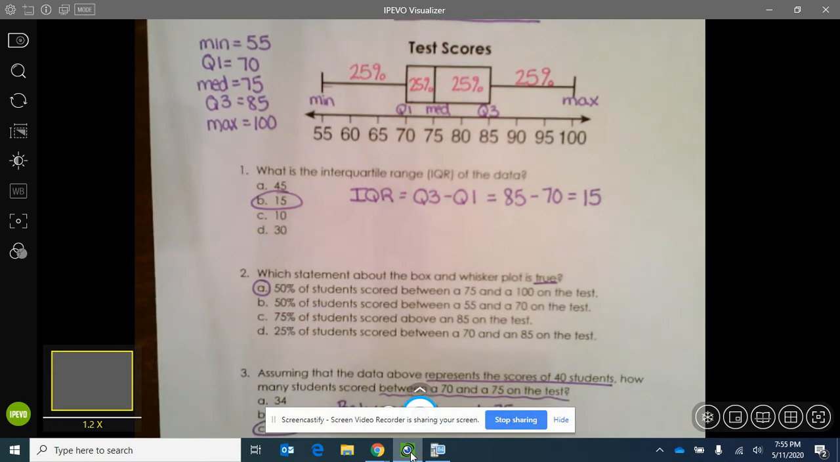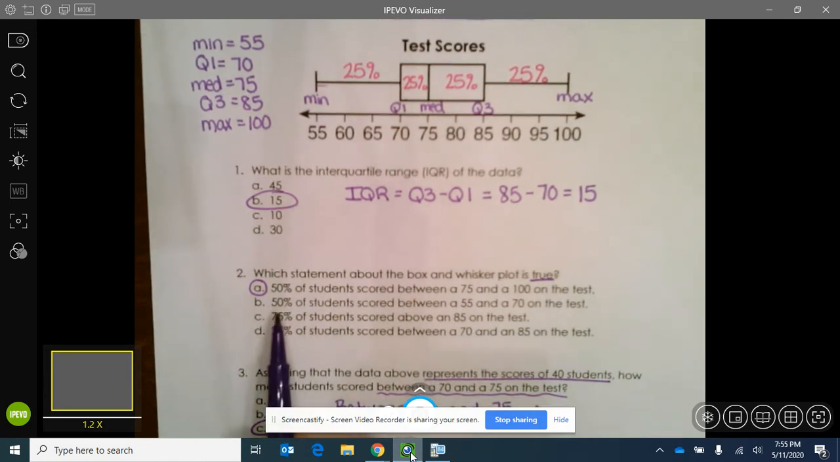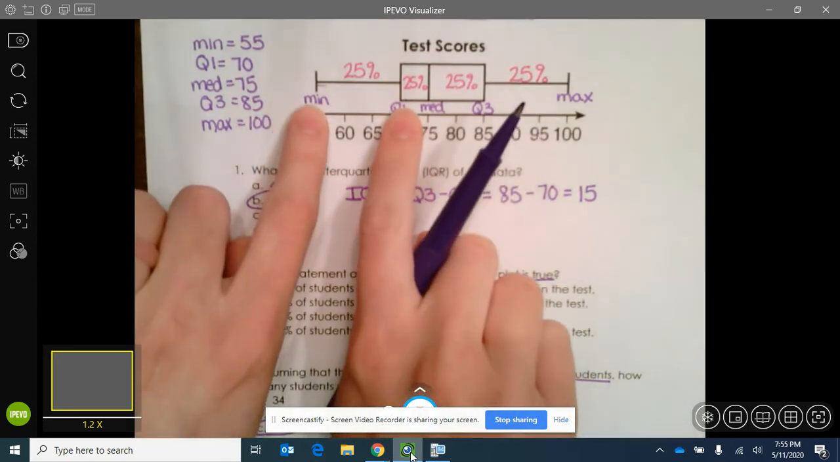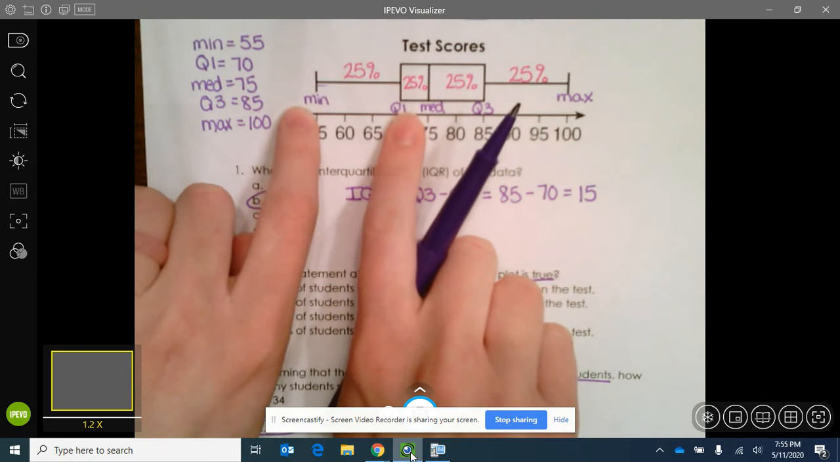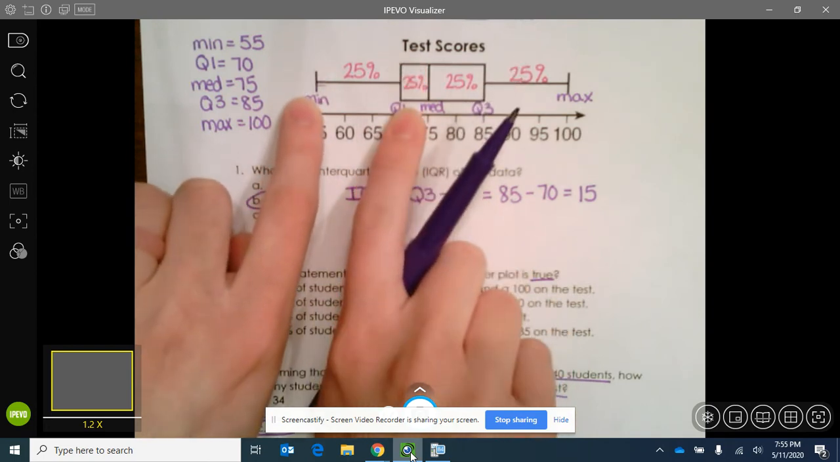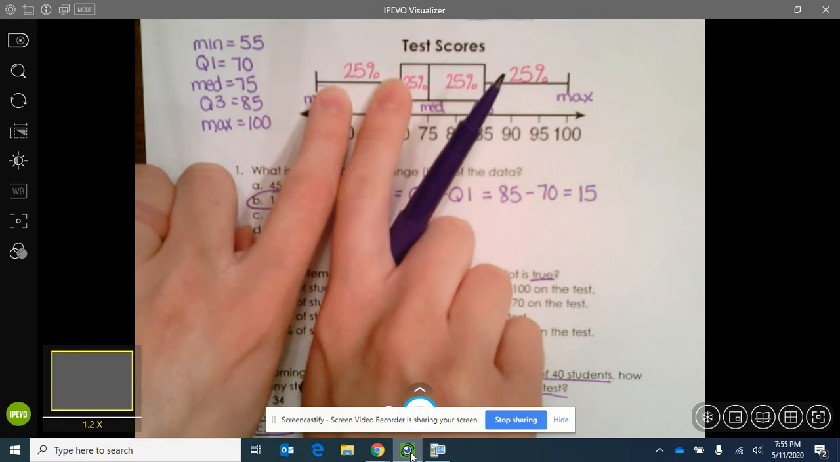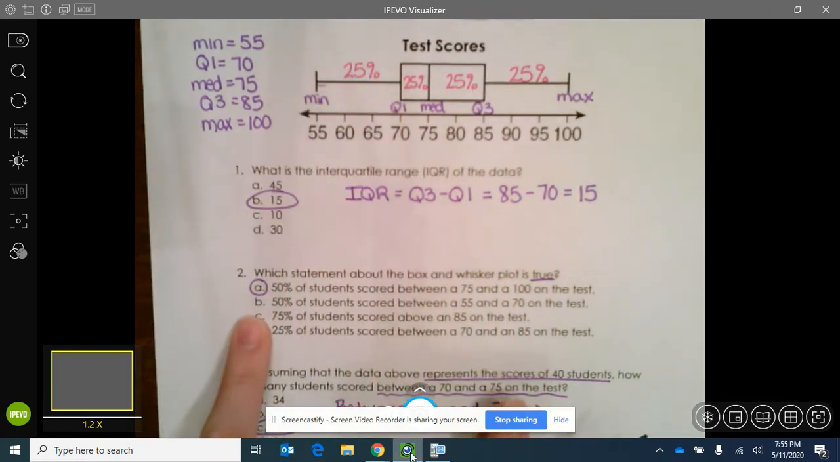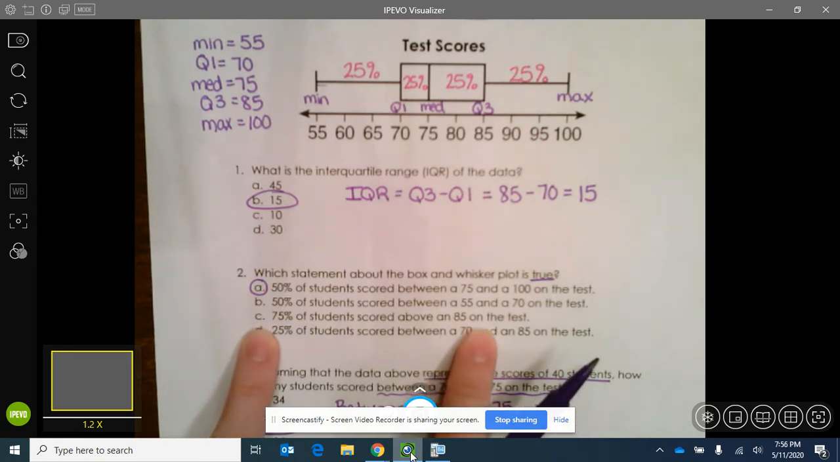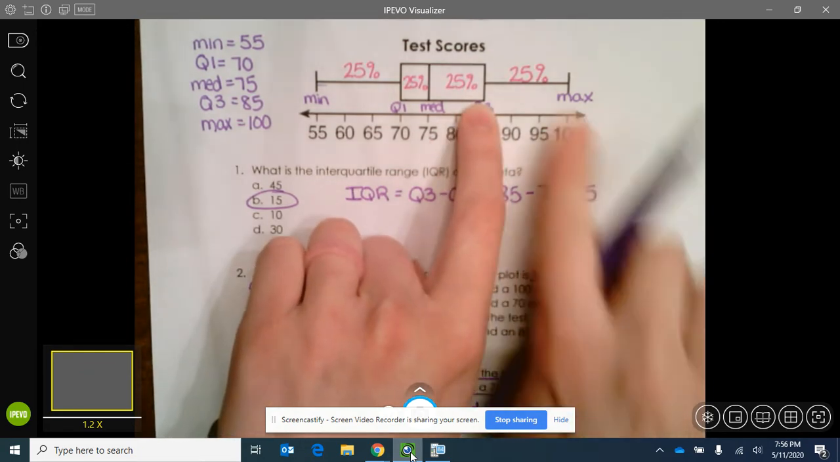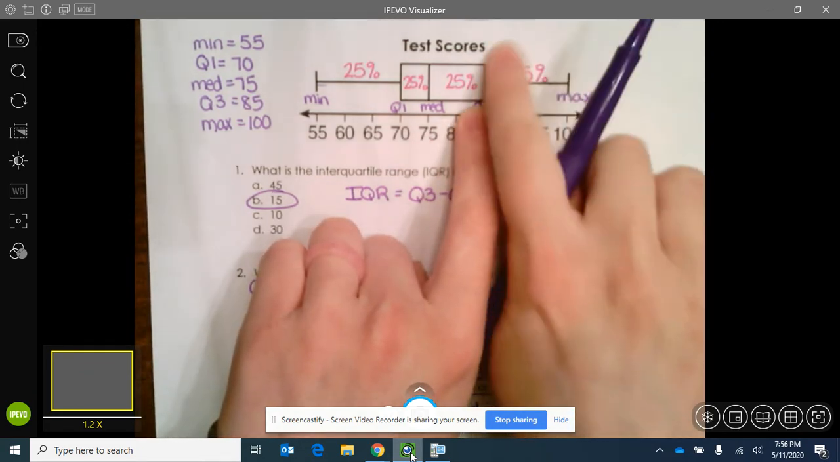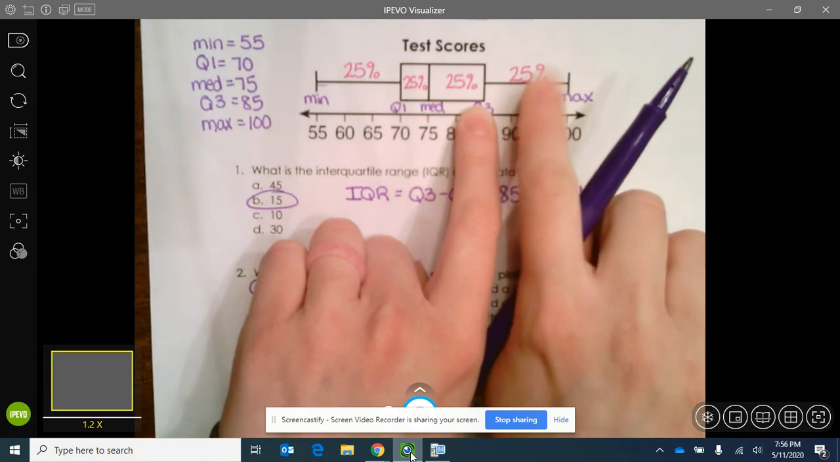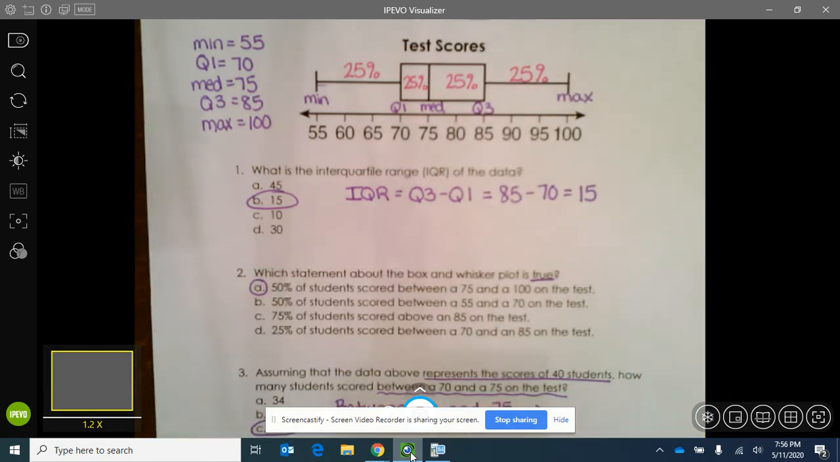Let's look at the other ones and just discuss briefly why they are false. B, 50% of the students scored between a 55 and a 70. I'm going to go to my box and whisker plot, look at 55 to 70. Notice the only thing between 55 and 70 is this one whisker. So that's only 25%, not 50. So that's why B was incorrect. C, 75% of students scored above an 85. So go over to 85. Above 85, I only see one part of my box and whisker plot. So that's only 25%, not 75%.